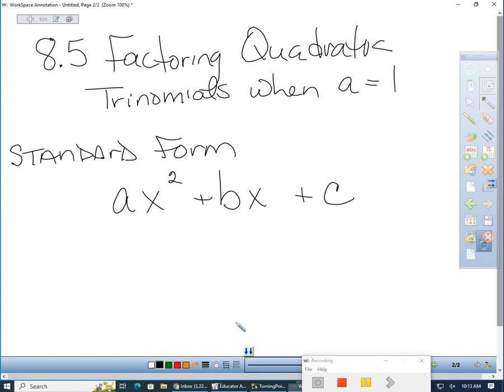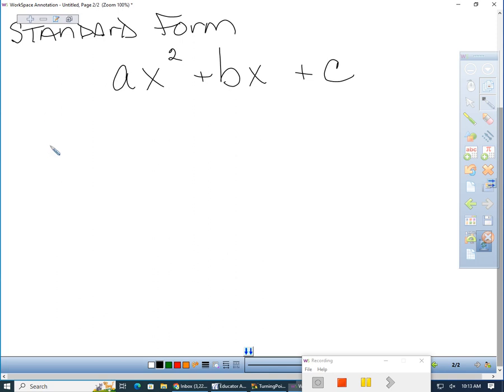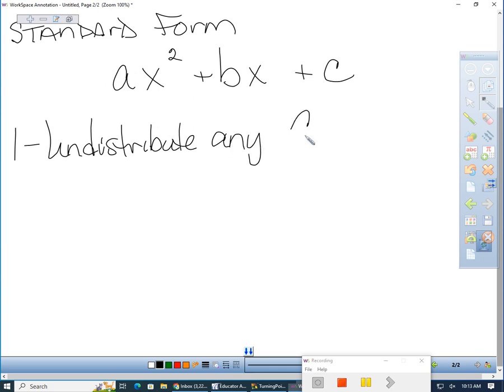Okay? All right, so we're going to talk about these steps. Step number 1 is you always undistribute any greatest common factor. Now that's not going to come into play today, but it is the first step to our factoring, and we're only doing the first 5 steps today, and then we're going to add on later. We got to get the first 5 down solid first. Step number 2, draw an X.